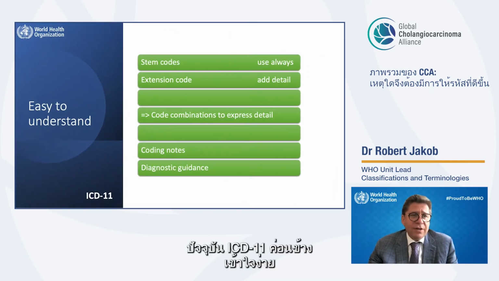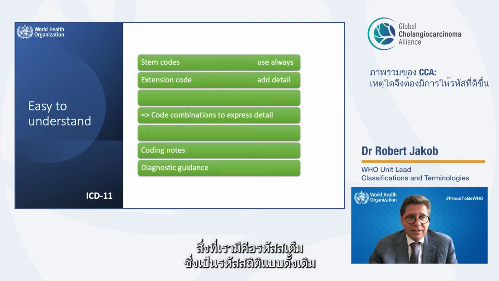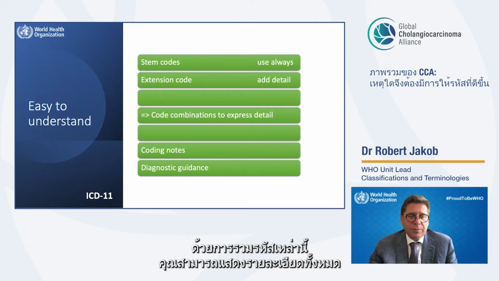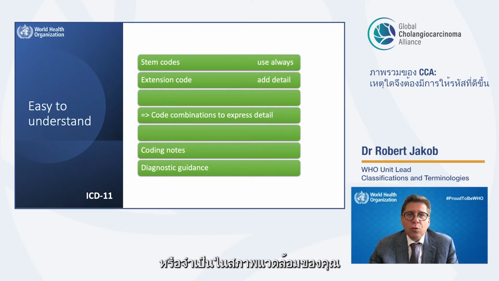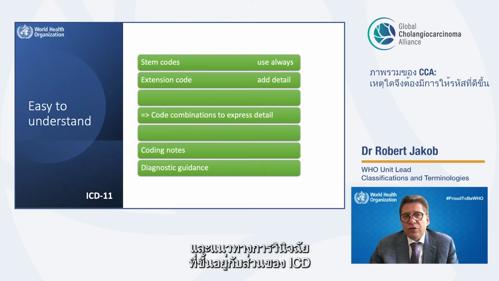Now, ICD-11 is essentially rather easy to understand if you know some basic things. What we have are stem codes, so these are the classical statistical codes, and you add detail to this stem code information using extension codes. And with these code combinations, you can express all kinds of detail that you want. You can have a single code, a code combination of as many codes as you want or need in your environment. In addition, of course, there are still coding notes and some diagnostic guidance depending on the part of the ICD.